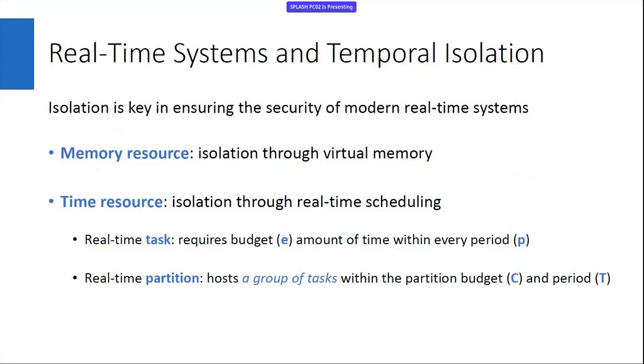In our talk, we will use the notion of a task to represent things like processes and so on. A real-time task has a budget E, which is the amount of time you want it to run in every period P. We also have a notion of a partition, which is a group of tasks running within each partition. This whole partition has a budget capital C and a period T. That's the terminology we are going to use.